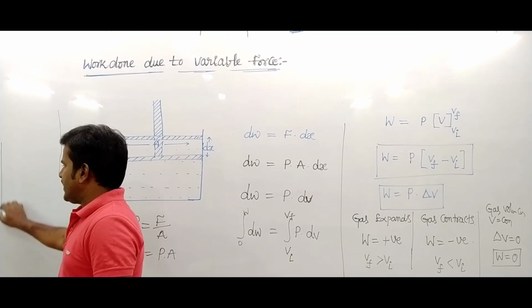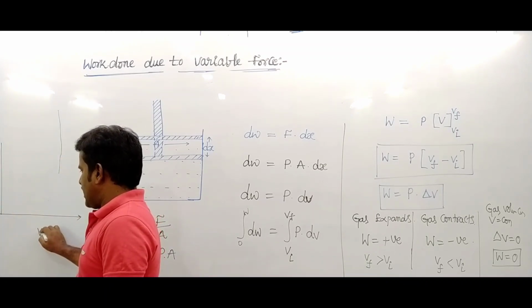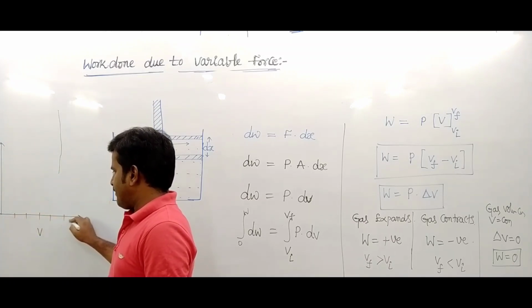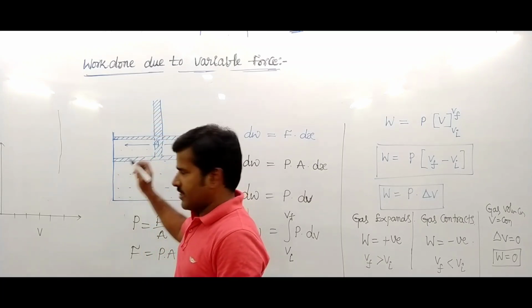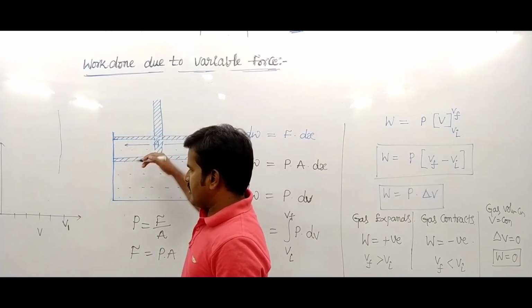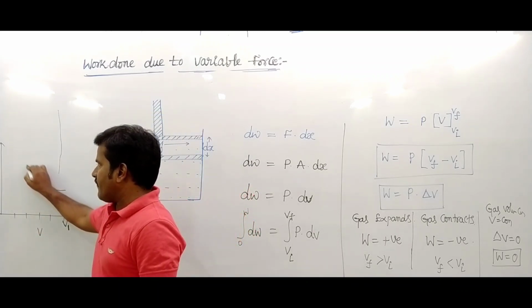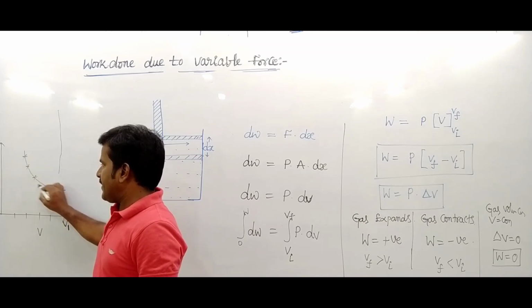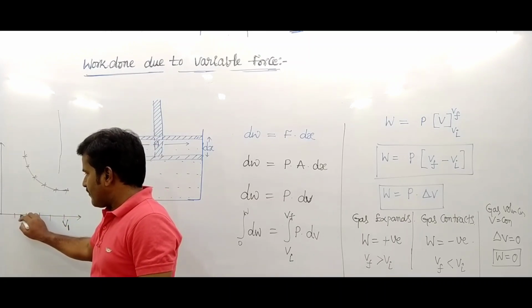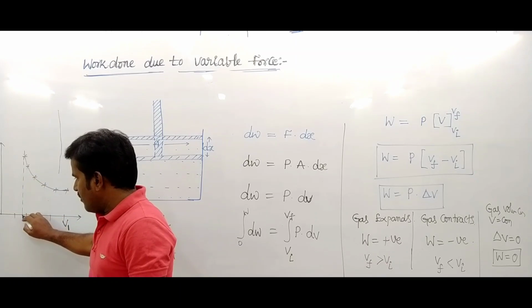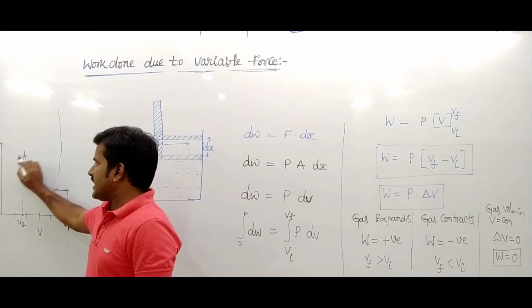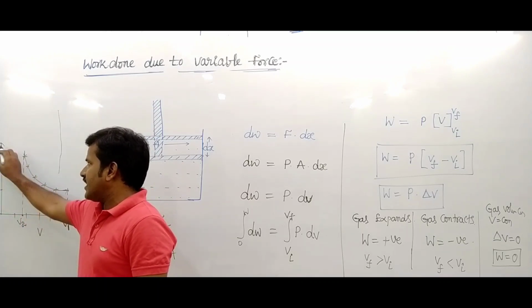Suppose we use the graph between pressure and volume. Initially, in the compressing condition, volume decreases. So the initial volume is V1. When pressure increases, volume decreases. The shape of the graph is like this, a parabolic path. This is the initial volume, and this is the final volume, and here the pressure increases, from initial pressure to final pressure.